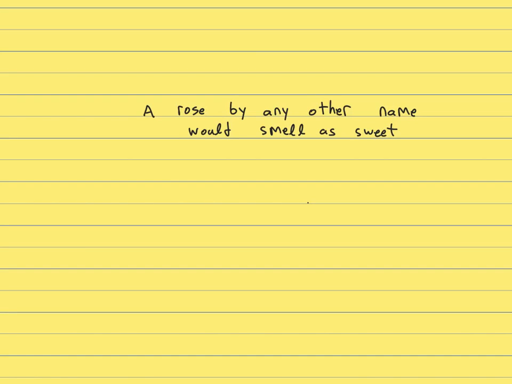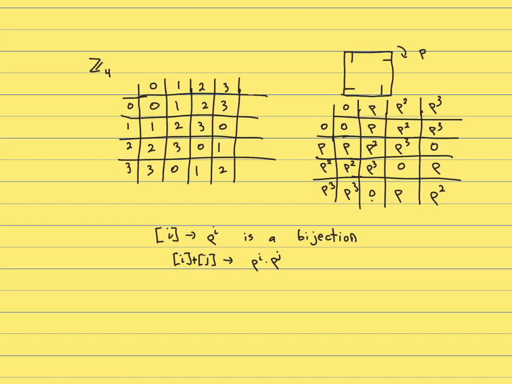So the title of this video is "A Rose by Any Other Name Would Smell as Sweet." It's a quote from Shakespeare. What I want to discuss is how the beauty of abstraction helps you to understand mathematical objects in an even better and clearer way. This is based on part of the book, going over the exact same ideas. And the quote will be explained in a moment.